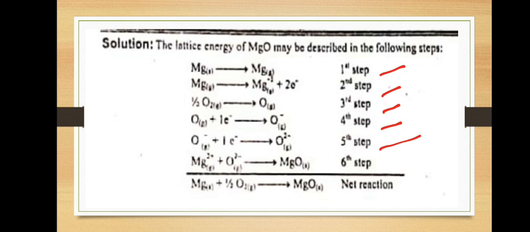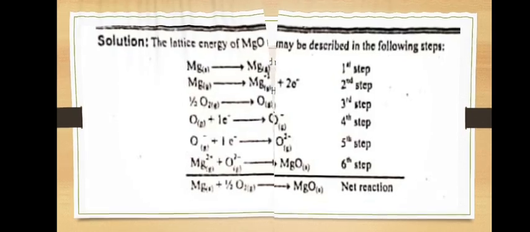Now the last step: magnesium plus 2 and O minus 2 are gases, and they pack together into a crystal. This one is lattice energy. So this is lattice energy. This is to be calculated. And the net reaction is magnesium solid and O2 giving magnesium oxide.